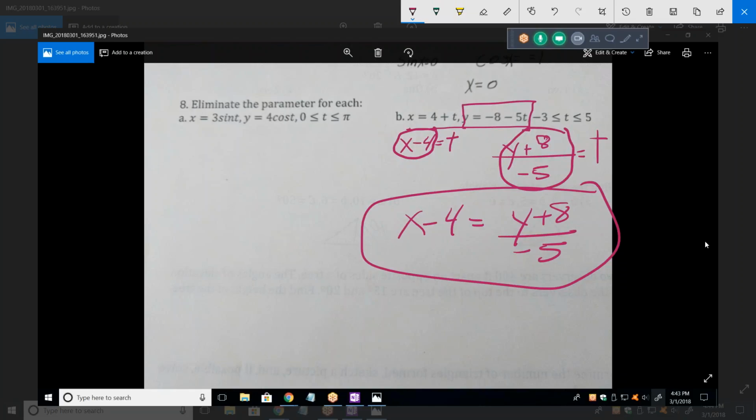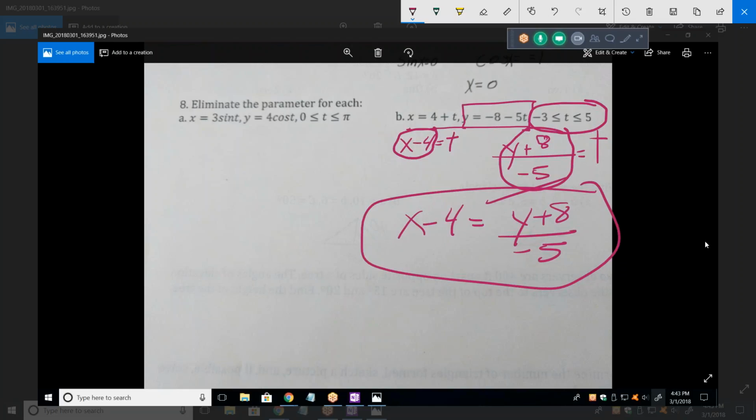So that's it. Yeah, that's the answer. It didn't specify what kind of form it wanted it in. It didn't say graph these, right? It just says eliminate the parameter. Yeah, just eliminate the parameter for each.